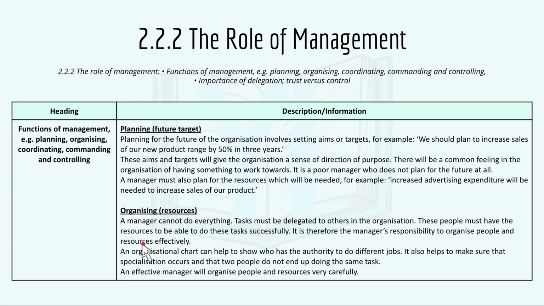Number 2, organizing. A manager cannot do everything. The task must be delegated to others in the organization, and these people must have the resources to be able to do these tasks successfully, and it is therefore the manager's responsibility to organize people and resources effectively. An organizational chart can help to show who has authority to do different jobs, as shown just now, and it also helps to make sure that specialization occurs and that 2 people do not end up doing the same task. And an effective manager will organize people and resources very carefully.